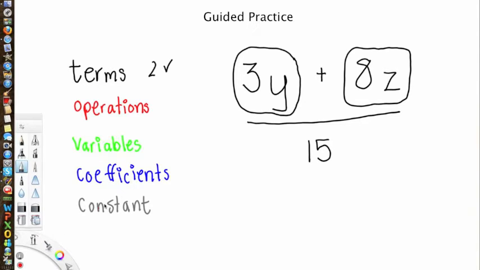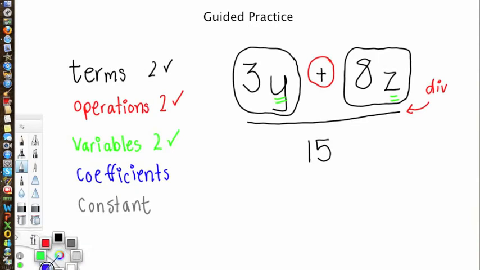Operations. Let's see, what operations do we have? We have addition, and let's not forget about this fraction bar, which is really what? We can think of that as a division sign. So we have two operations going on. Check. Let's then look at variables. Now we know variables are symbols, usually letters, that represent an unknown number. And sure enough, we've got a y right here and a z right here. We have two variables. Check.